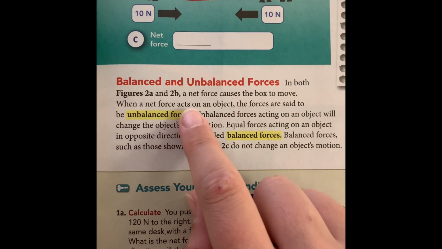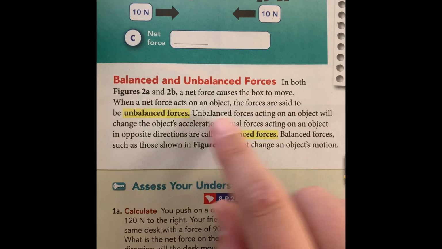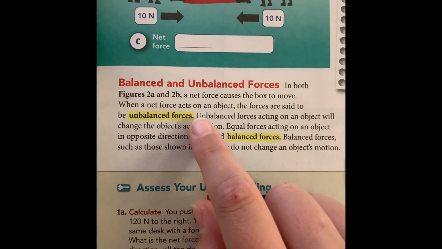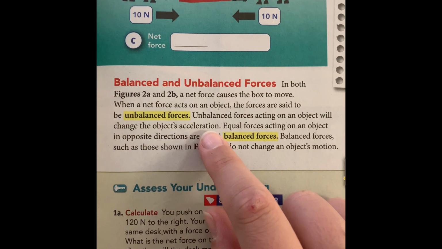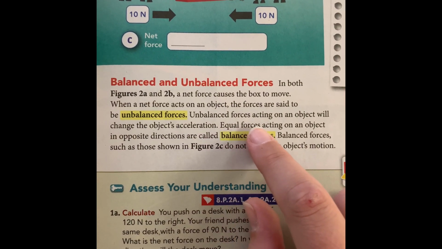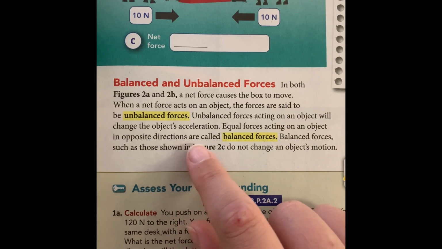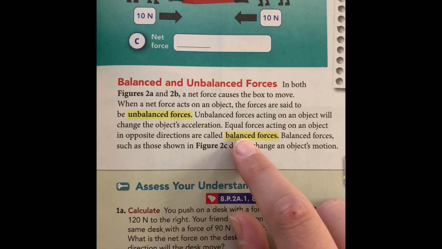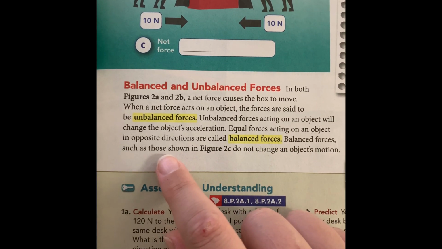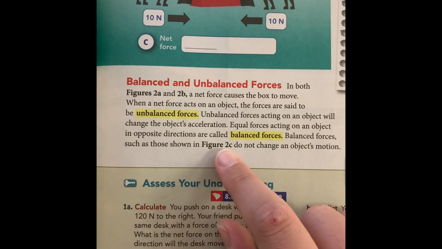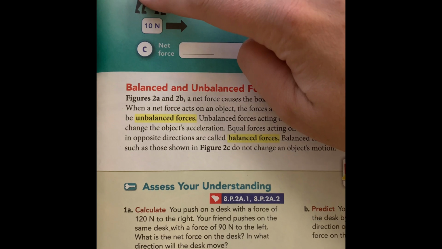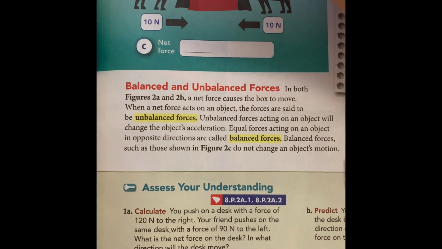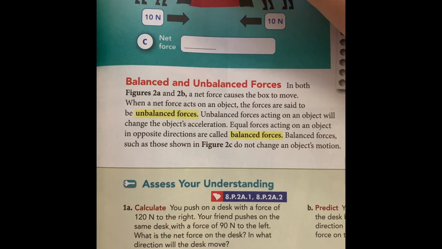When a net force acts on an object, the forces are said to be unbalanced forces. Unbalanced forces acting on an object will change the object's acceleration. Equal forces acting on an object in opposite directions are called balanced forces. Balanced forces, such as those shown in Figure 2C, do not change an object's motion. So if you have equal forces that are pushing in opposite directions, the object will stay in the same place.